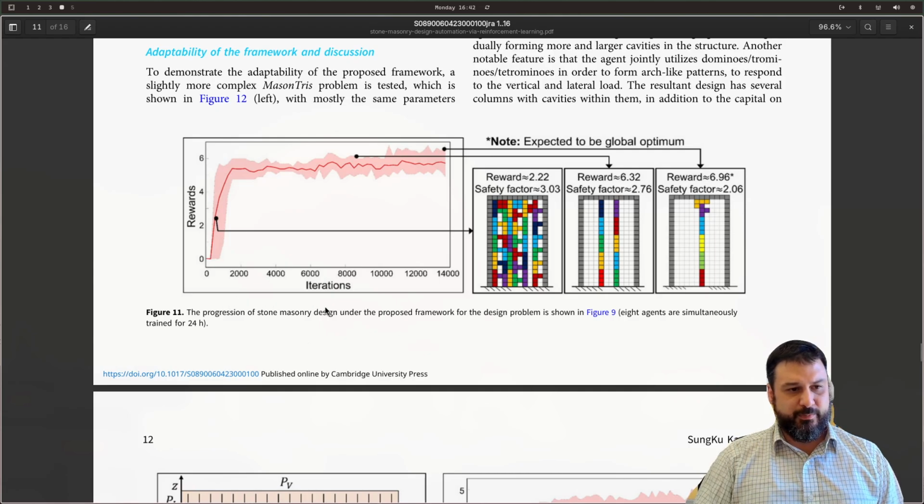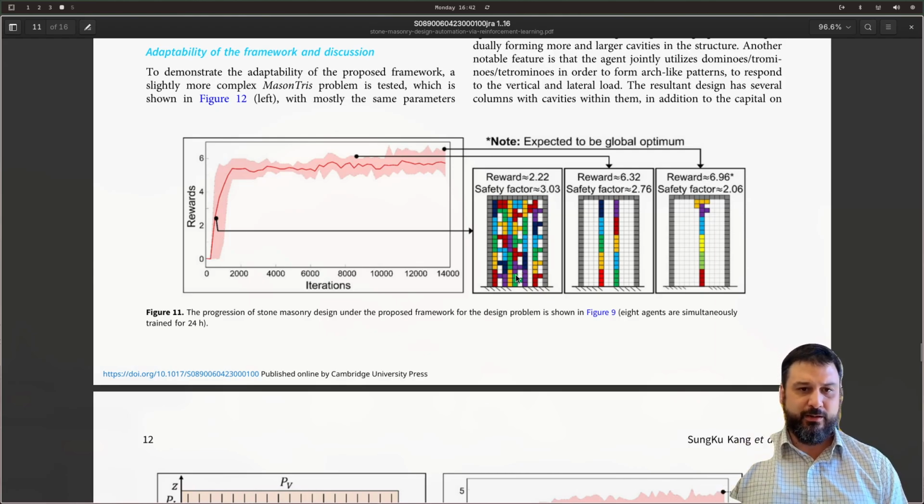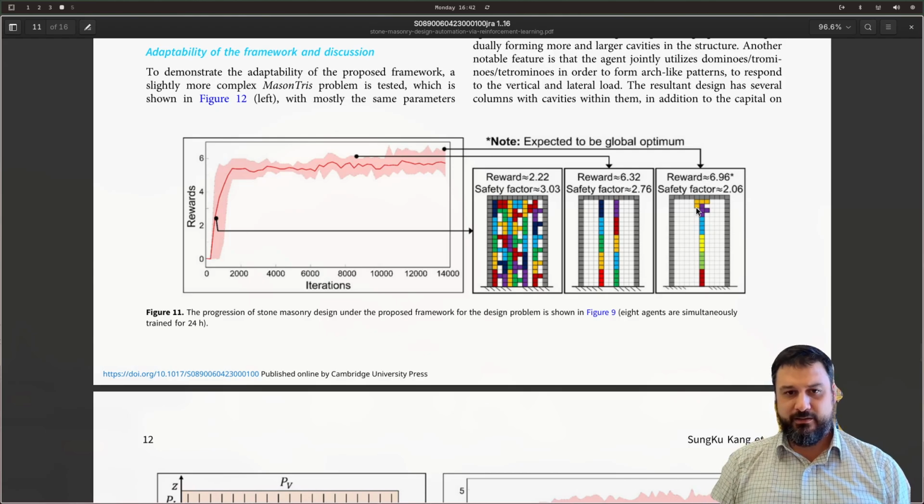Here's the progression of stone masonry design under the proposed framework for the design problem shown here, right? In the figure, you can fill the space with bricks and you'll get a reward of 2.2, and your safety factor will be 3.03. But then if you form columns, your safety factor might go down, but you'll get a lighter structure, so you get a higher reward. And then if you actually do one column instead of 2, but you add a capital on top, so you basically thicken out at the top, you can get a higher reward with a lower safety factor. So this is kind of human behavior.